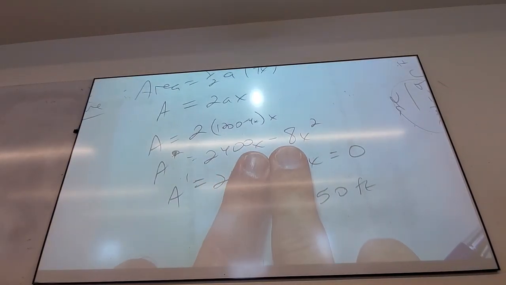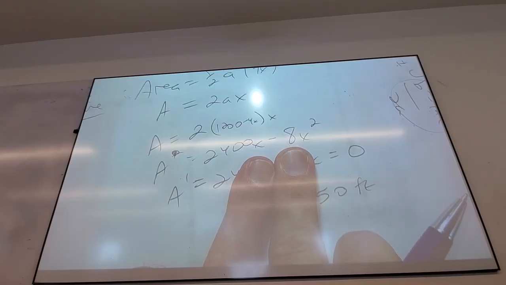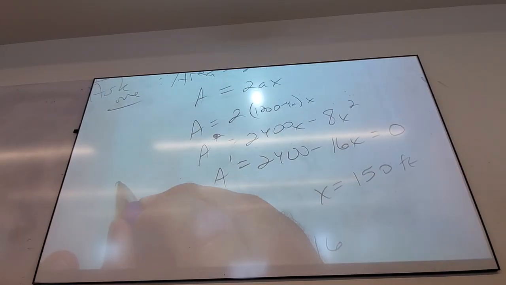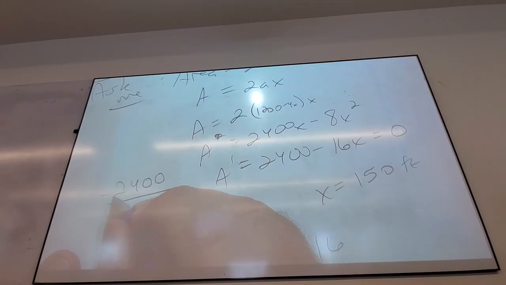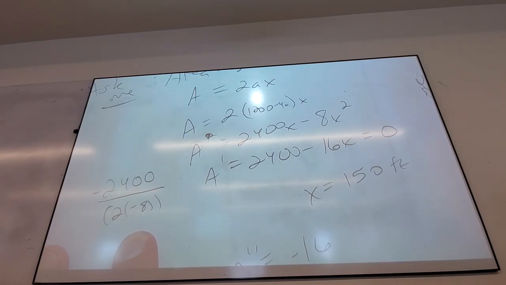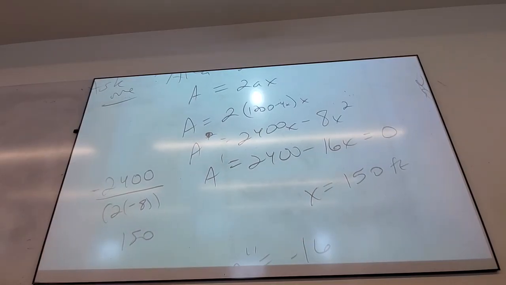So sure enough, what's a and b in this? What's a? 24. No, negative 8. A is always the number in front of the x squared. This is just out of order. So a is negative 8, and b is 2400, so negative 2400 over twice negative 8 is 2400 divided by 16, isn't it? Which is what we just did to get 150. So of course this is going to be 150, yes?